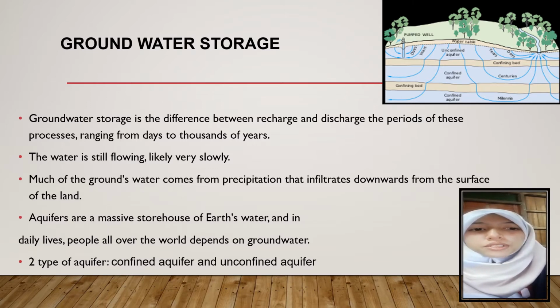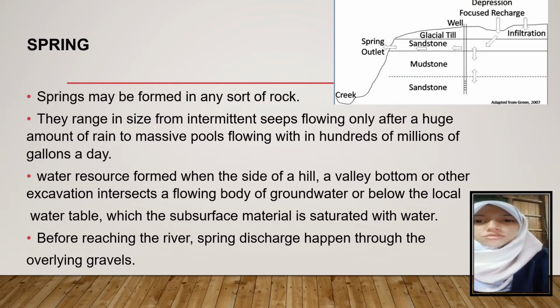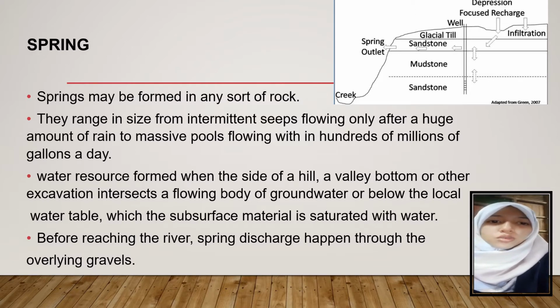The two types of aquifer are confined and unconfined. Springs may be formed in any sort of rock. They range in size from intermittent seeps, flowing only after a huge amount of rain, to massive pools flowing hundreds of millions of gallons a day. A spring forms when the side of a hill, a valley bottom or other excavation intersects a flowing body of groundwater at or below the local water table, where the subsurface material is saturated with water. Before reaching the river, spring discharge happens through the overlying gravel.